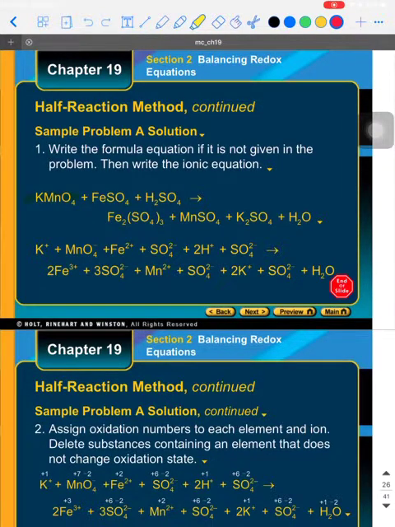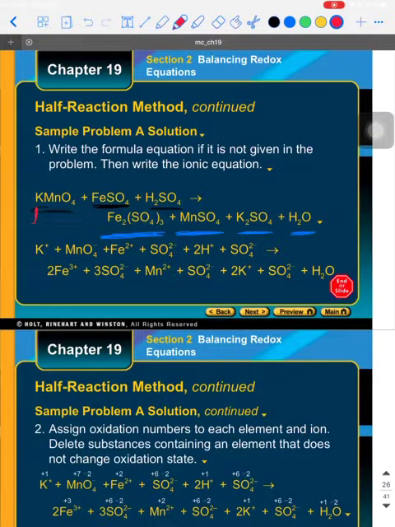The KMnO4 reacts with the FeSO4 and the H2SO4 resulting as shown: Fe2(SO4)3, MnSO4, K2SO4, H2O. Okay, for more clarification, write it separately.